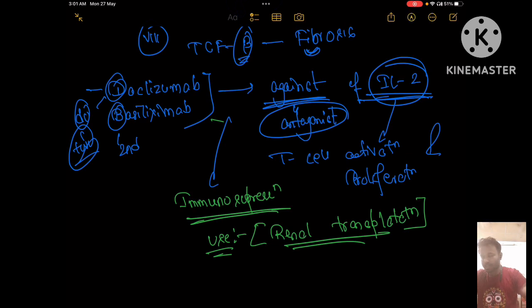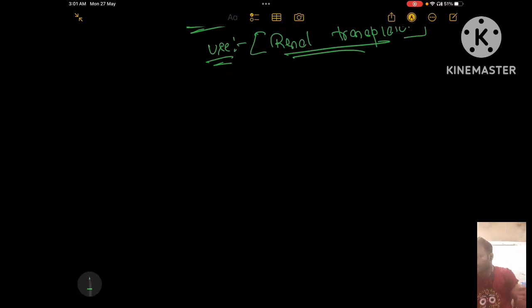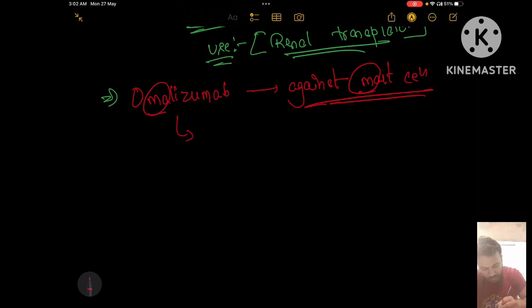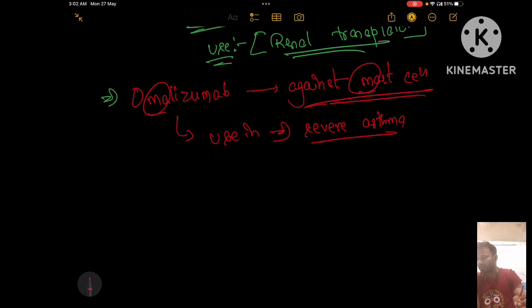Next is omalizumab. Omalizumab acts against mast cells. Ma, ma. So omalizumab is used in severe asthma.